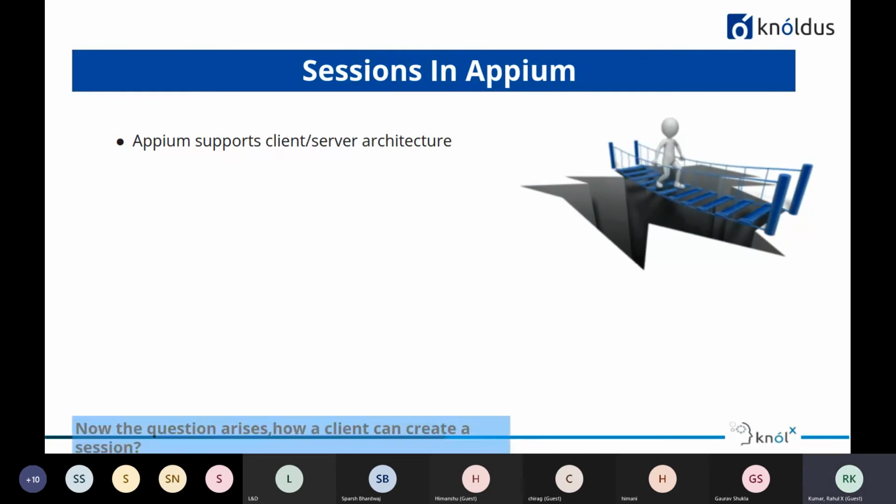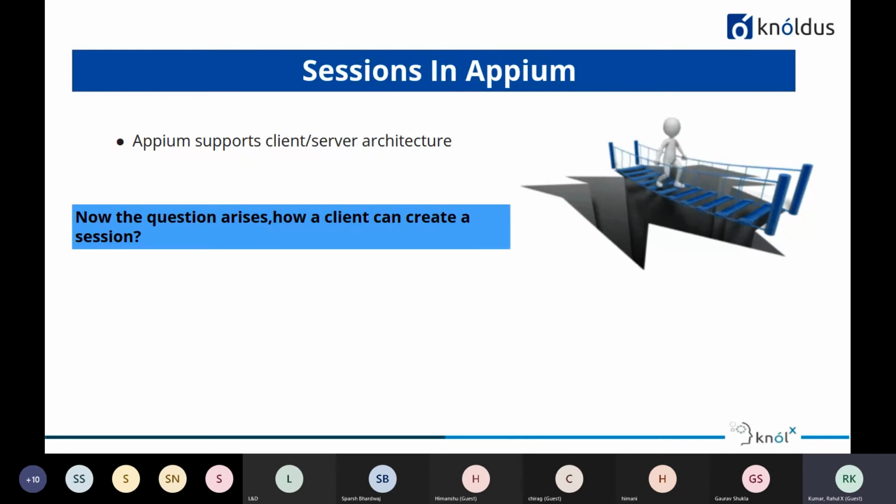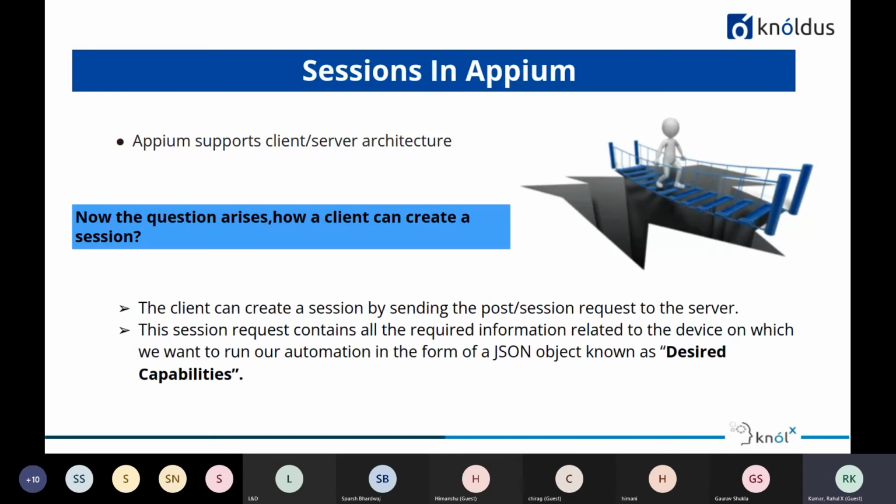Now the question: how can the Appium client create a session? The client can create a session by sending a POST call. This POST call contains all the required information related to the device which we test, in the form of a JSON object, also known as desired capability, which contains all the information related to the device which we have for testing.